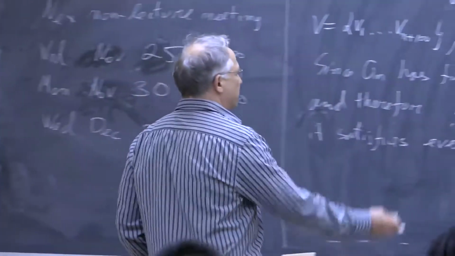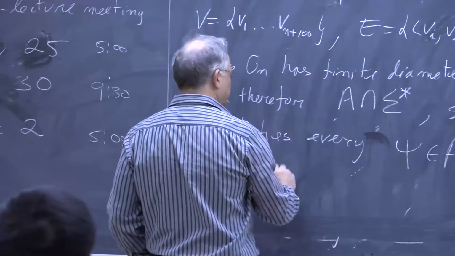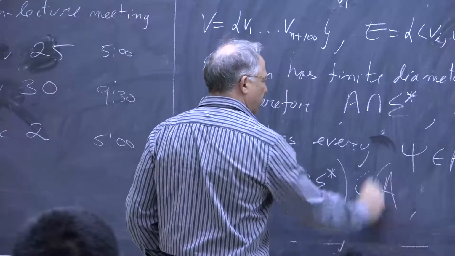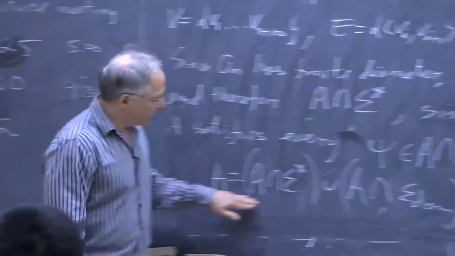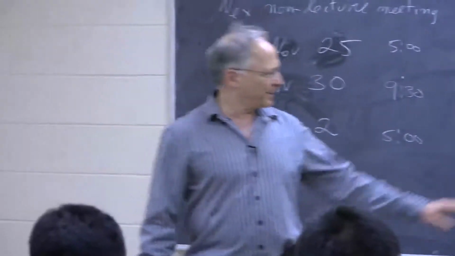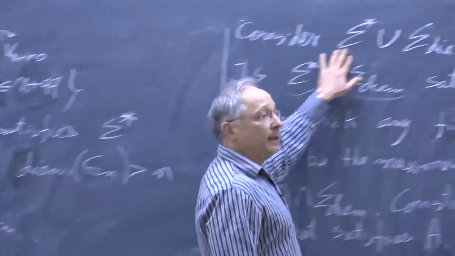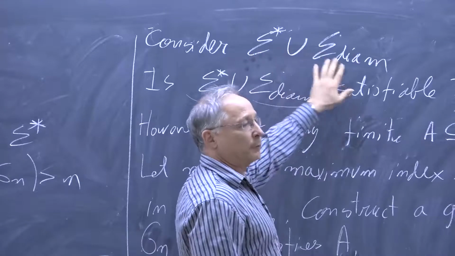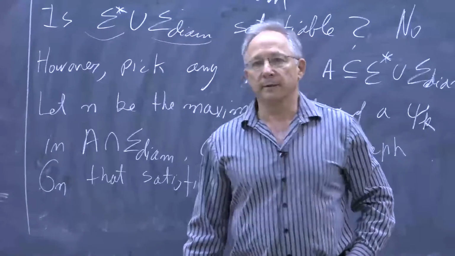Right? So A is just the union of these two sets. So A equals A intersection sigma star union A intersection sigma diameter. So if I satisfy every formula here and every formula here, I satisfy every formula in A. This is just a way of saying the formulas in A came from either the left-hand side or the right-hand side. So if I made sure that I satisfy every formula in A that came from either side, I satisfy all of A. So we get a contradiction to compactness.